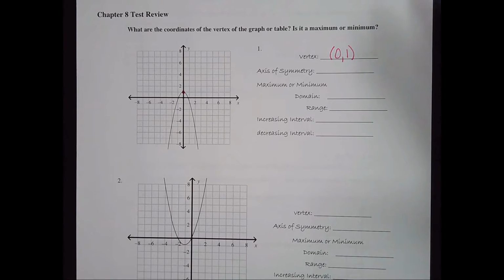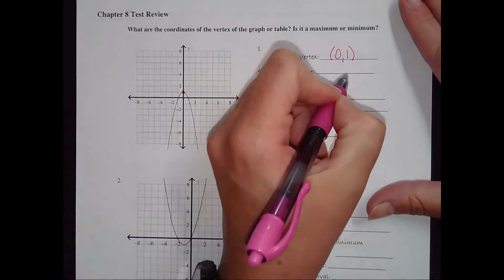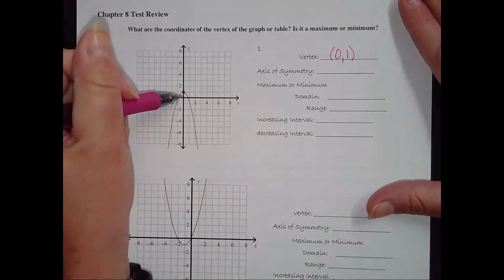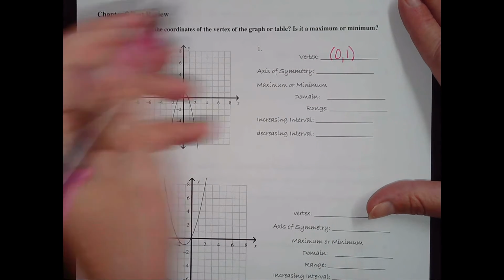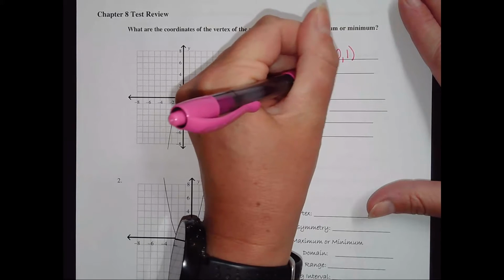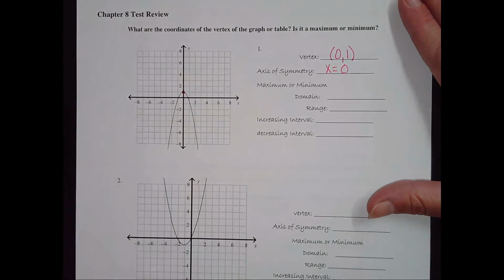I'm going to warn you, once again, I will be picky on this. I had people on their quiz just put 0. The axis of symmetry is an actual line, so that's why you have to have x equals the x value of your vertex. You have to have the x equals. I can't stress it enough.